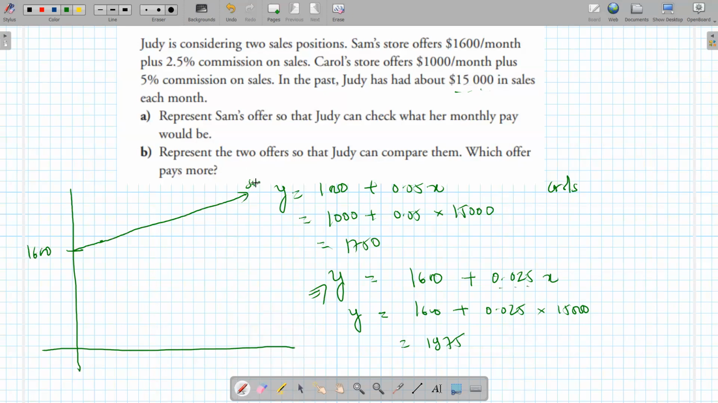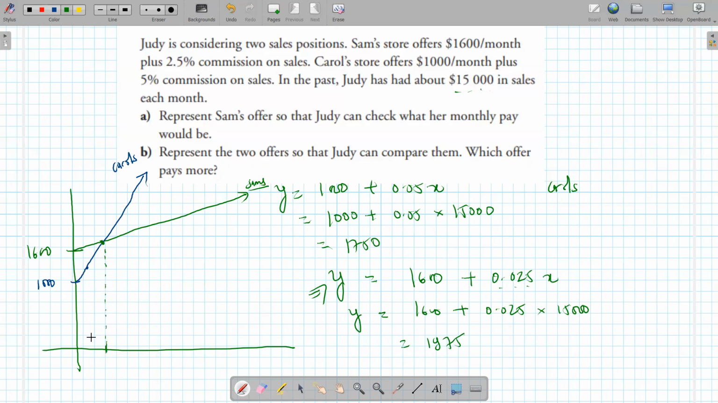The other store, Carol's, has a y-intercept of 1,000, which is lower, right? But it has a higher slope. Remember, the higher the slope, the more vertical the line is. So for this one, the next point may be somewhere here. All it has to be is a little bit steeper in the vertical direction than Sam's. This is Carol's store. Notice they meet right here.